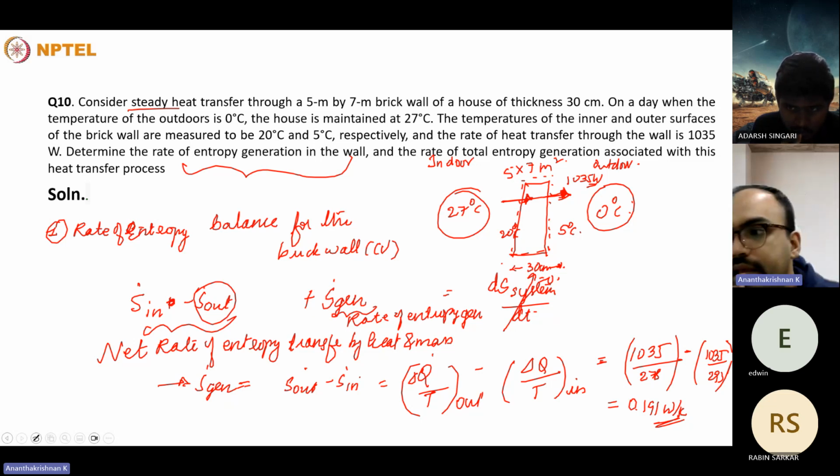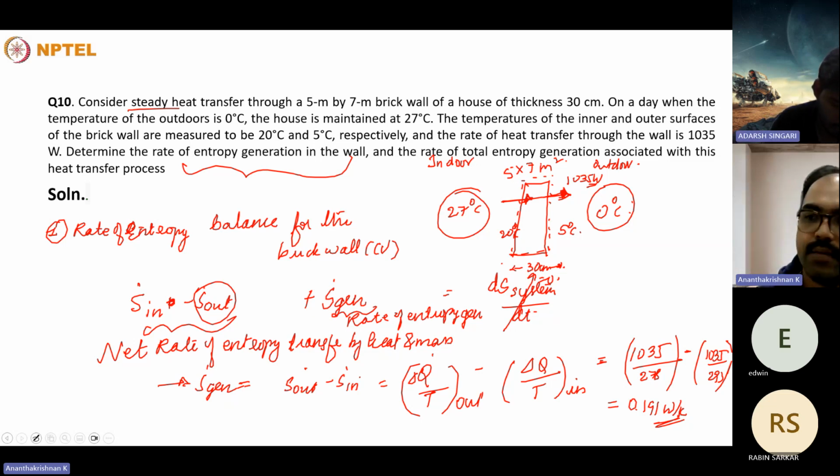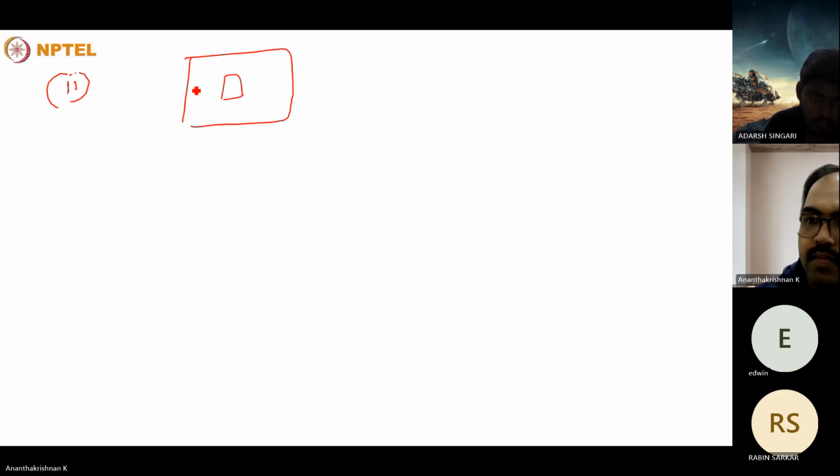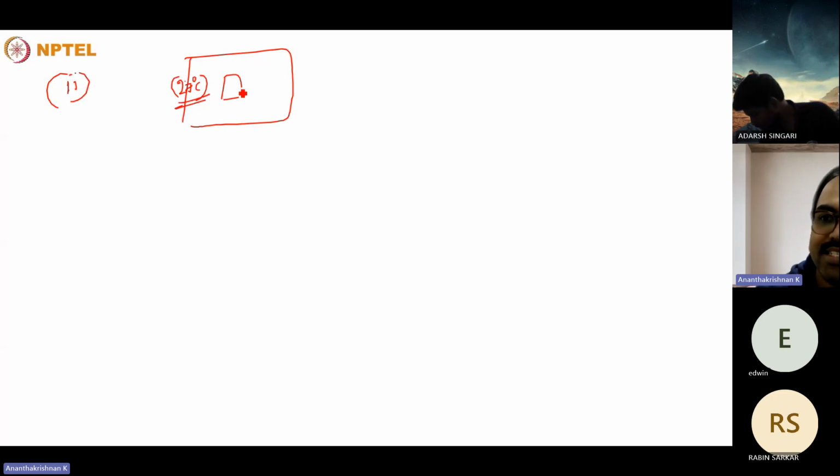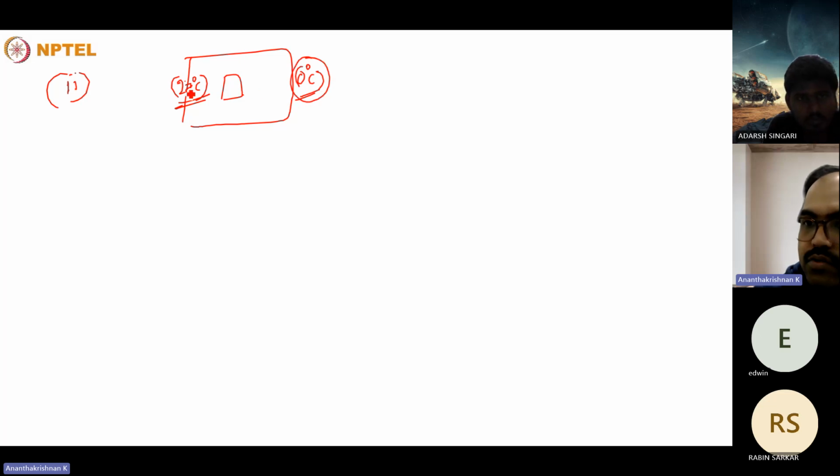In that case, we have to take the entire control volume that includes the inside and the outside spaces as well. So the control volume and analysis will be slightly different. The control volume under consideration will include the outside spaces as well, where the inside temperature will be 27 degrees Celsius and the outside temperature will be 0 degrees Celsius. So the entropy calculation has to take into account these two temperatures.